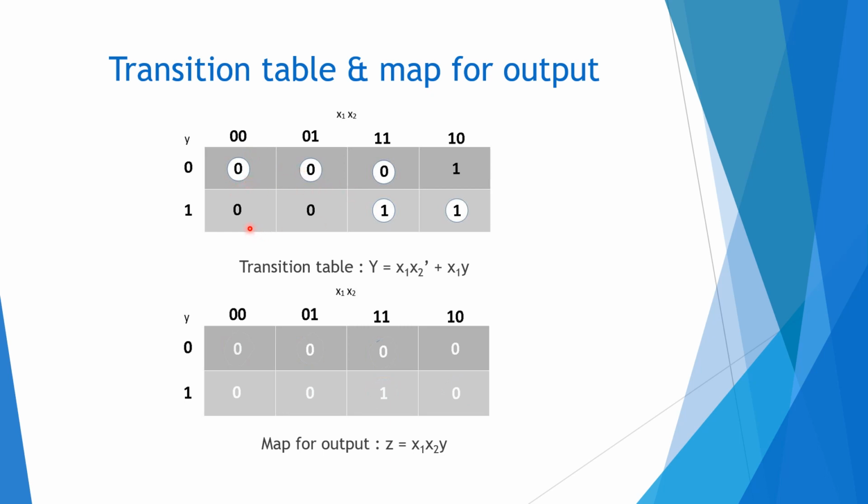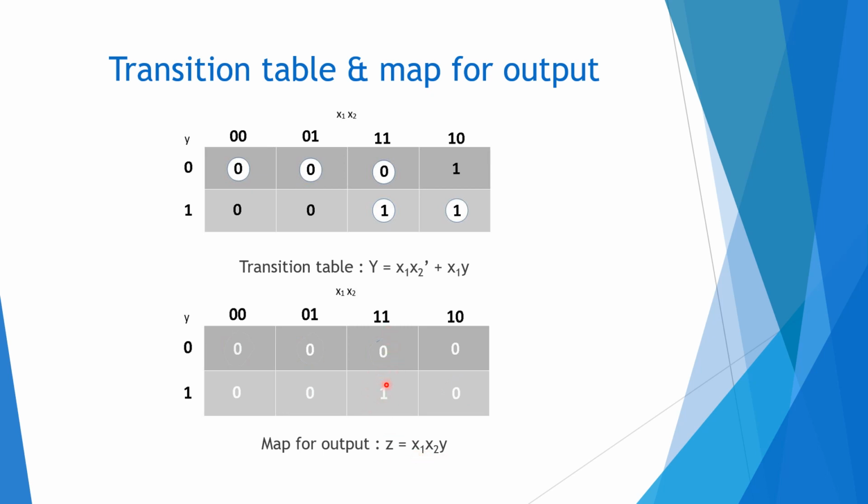So instead of A B C D we have written 0 and 1 here. So from the transition table we have generated the equation for y, that is x1 x2 bar plus x1 y. So that's it. We have derived the Boolean expression for y here, and this is the equation for output, that is output is z here. So that is x1 x2 y.